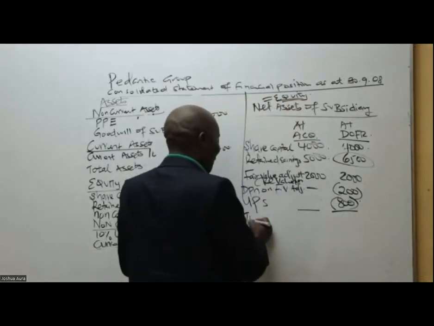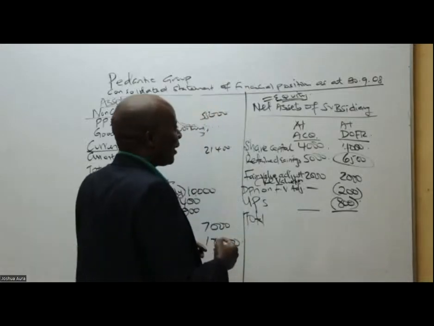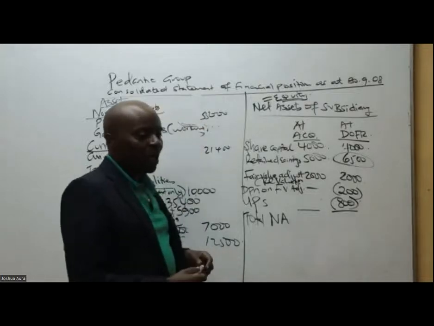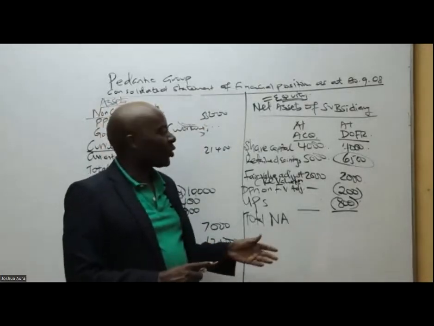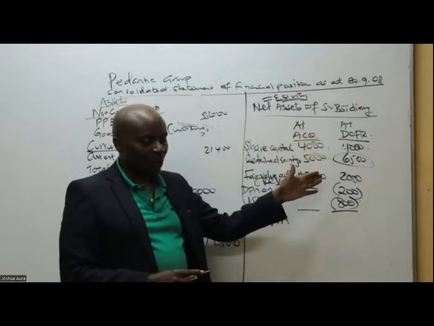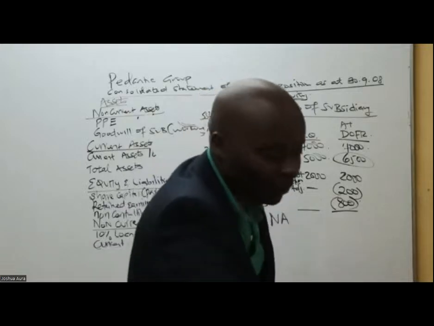Could you kindly give me the total net assets now? You normally call it the total NA. The total net assets at acquisition, add everything up, and at the date of financial reporting, give me the figure. Please give me the figures there.